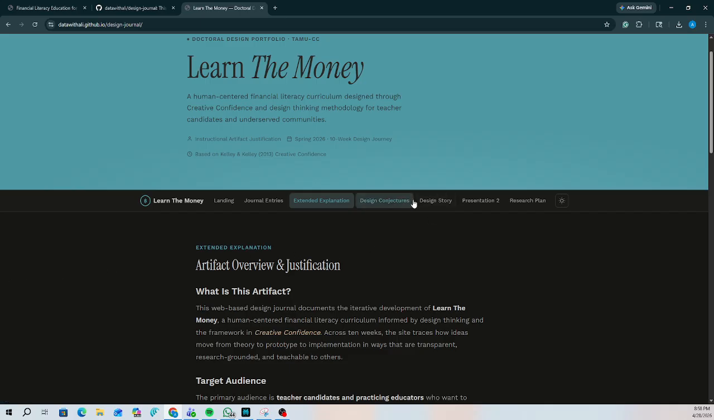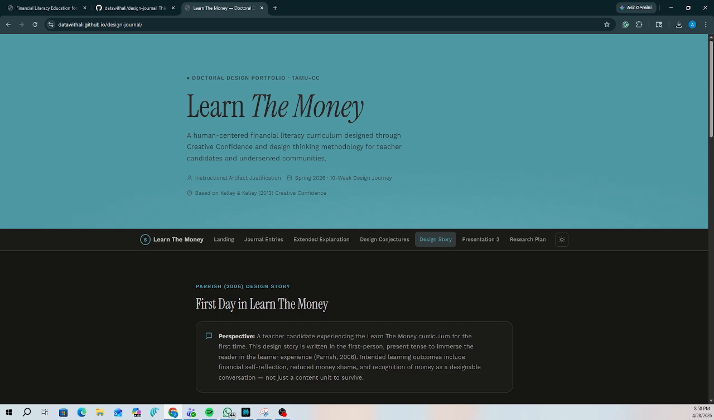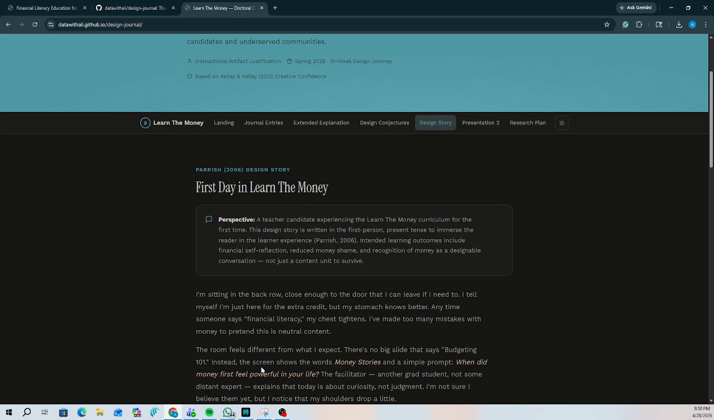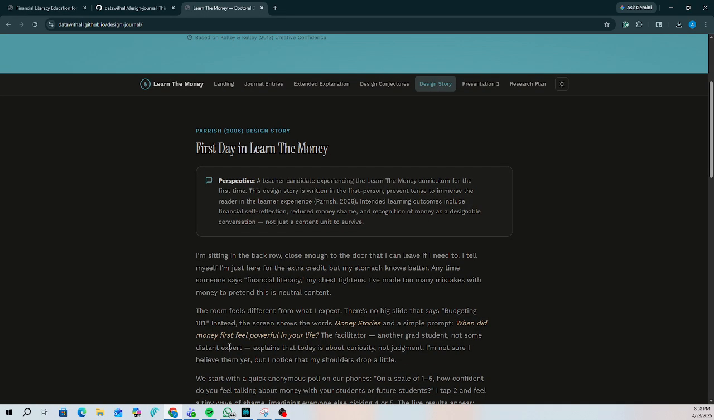On the design story, this page contains the story described by Parrish. It's written as a vivid, learner-centered narrative, focusing on the experience of a person engaging with money learning in this space. The story is not just illustrative, it ties directly to the intended learning outcomes. As you read, you see how a learner moves through the initial discomfort, encounters a prompt activity from Learn the Money, and gradually begins to articulate their financial choice with more confidence and nuance.